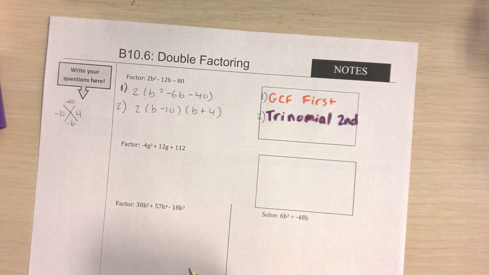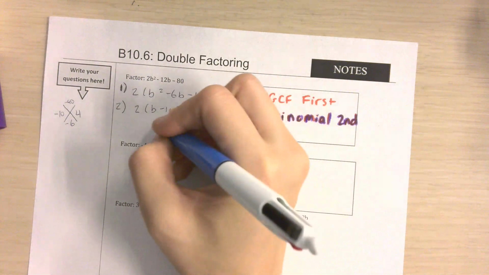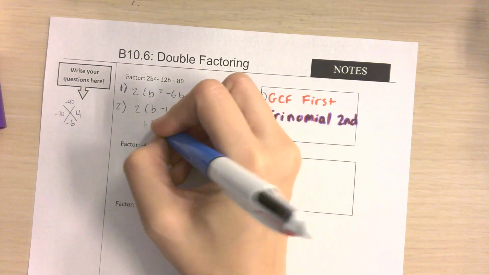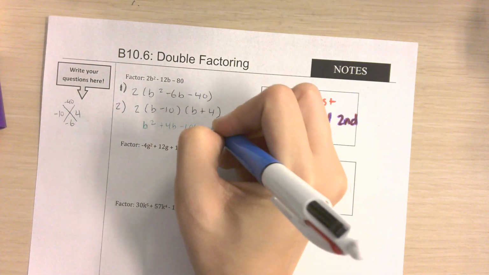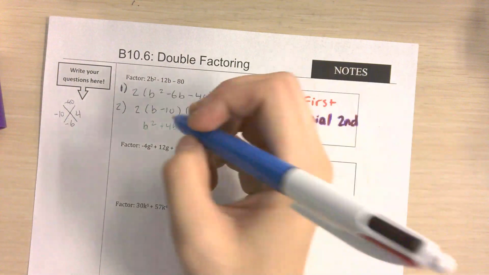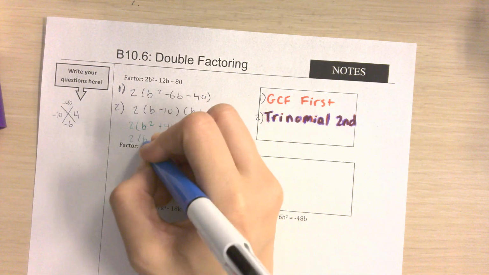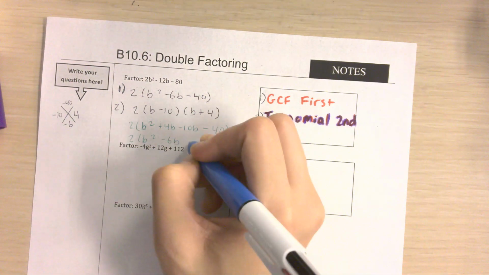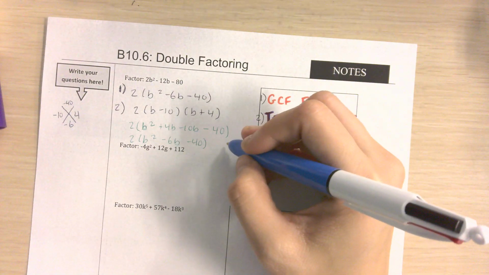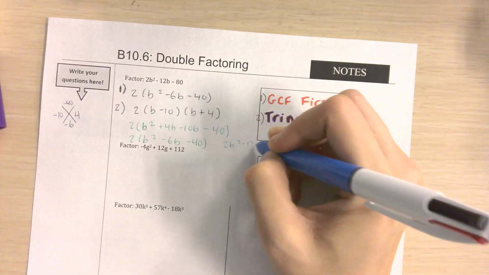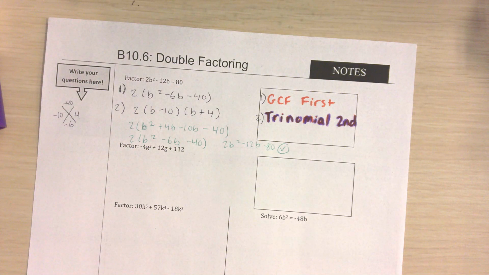And that's it. The last thing that you want to do is check. So if I FOIL this, I get b squared plus 4b minus 10b minus 40. And then we still have that 2 on the outside. And then we combine like terms, the 4b and the minus 10b, and then we multiply out the 2. So we're sort of working backwards to check. 2b squared minus 12b minus 80. So we can see it's the same, so we did it correctly. So our final answer is right here.